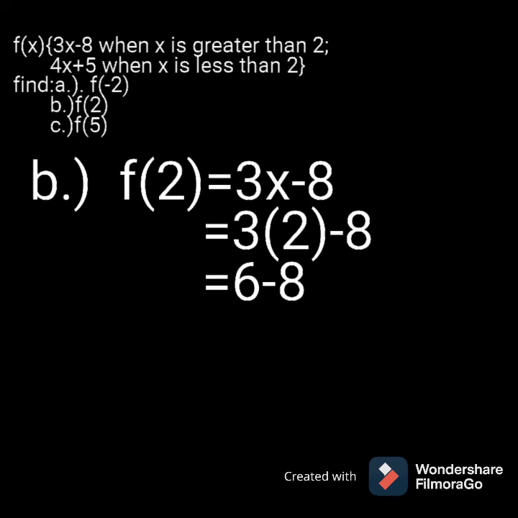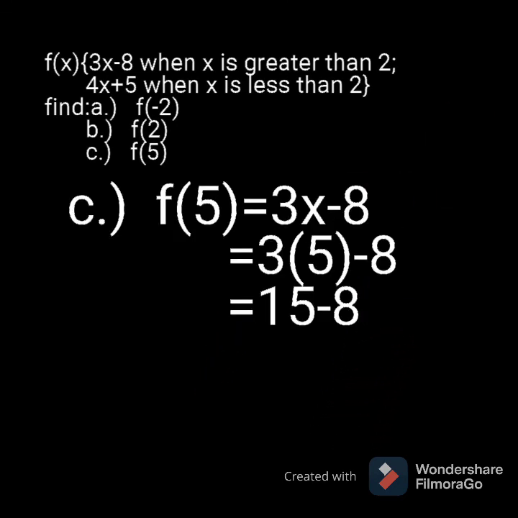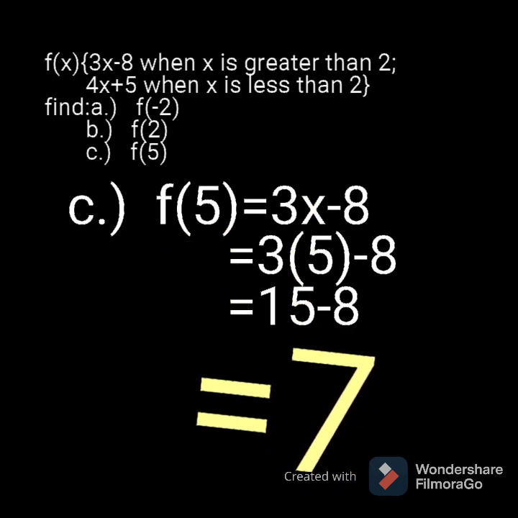F of 2 is equals to 3x minus 8 because it is equal to 2. Substitute x to 2. So 3 times the quantity of 2, minus 8, is equals to 3 times 2, which is 6. 6 minus 8 is equals to negative 2, and that is the value of f of 2. F of 5 is equals to 3x minus 8 because it is greater than 2. Then substitute x to 5. So 3 times 5 is equals to 15. 15 minus 8 is equals to 7. And that is the value of f of 5.